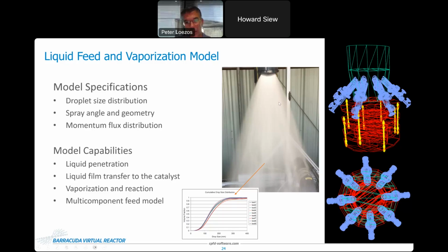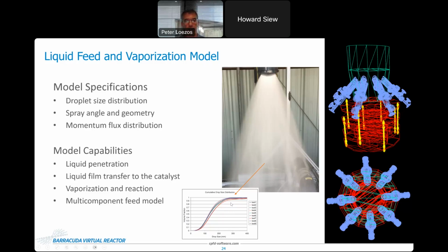As an example, if you look at the picture here on the right, this is a typical setup for testing an FCC feed nozzle. This is an air water setup with the associated laser camera. And from these sorts of tests, you get all these properties. If you look at the plot on the bottom, this is a typical particle size distribution, droplet size distribution. That is a direct input into Barracuda.